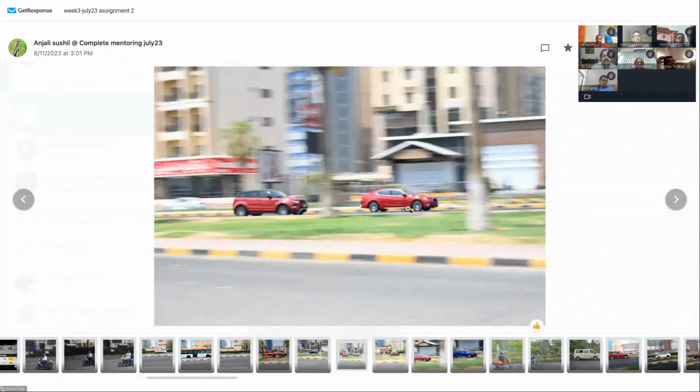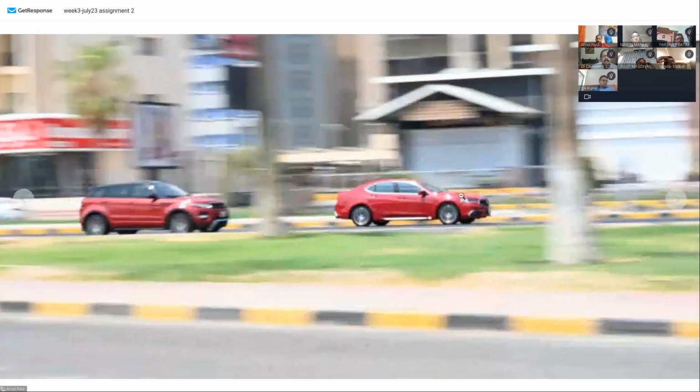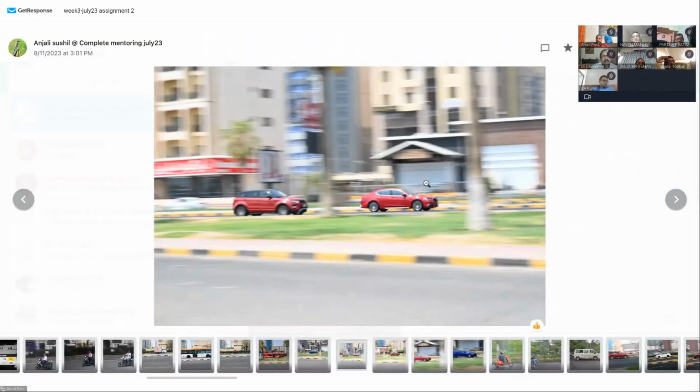Avoid having multiple vehicles in the same frame. Otherwise, since you're focusing only on one vehicle, the other vehicle would invariably be out of focus. So might as well focus on only one vehicle. Take care that the composition doesn't have too many subjects.